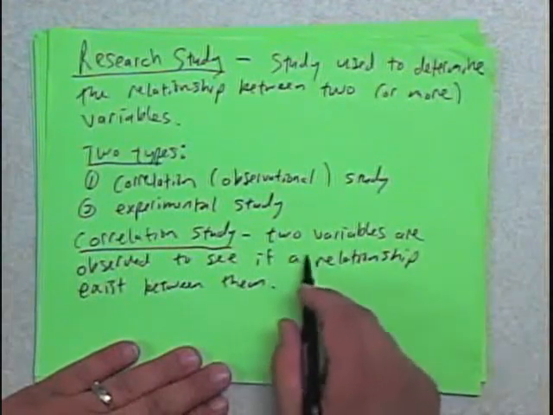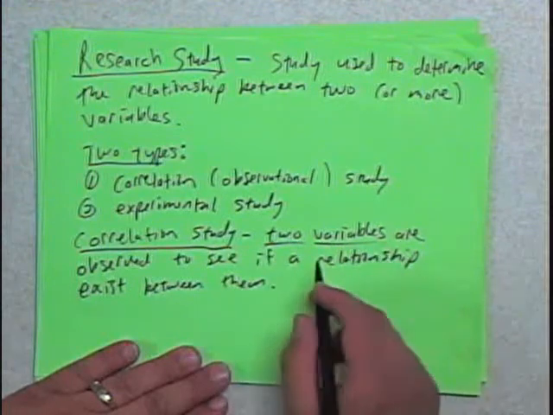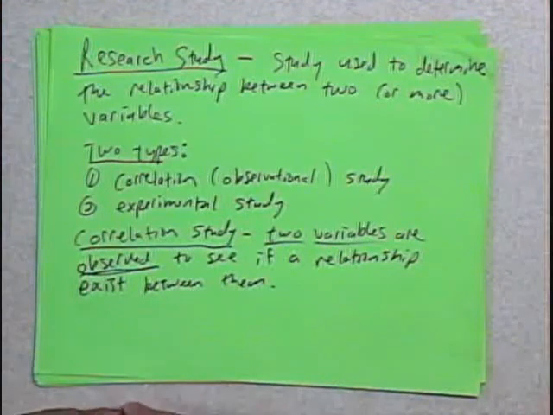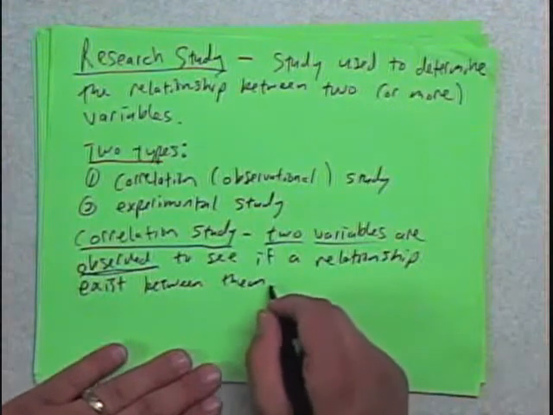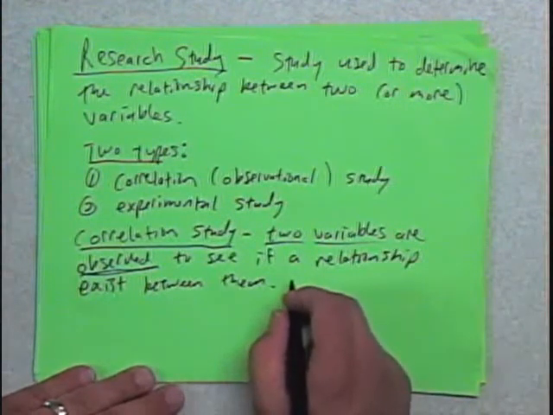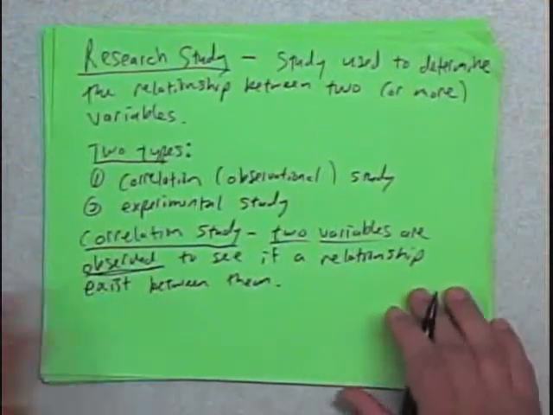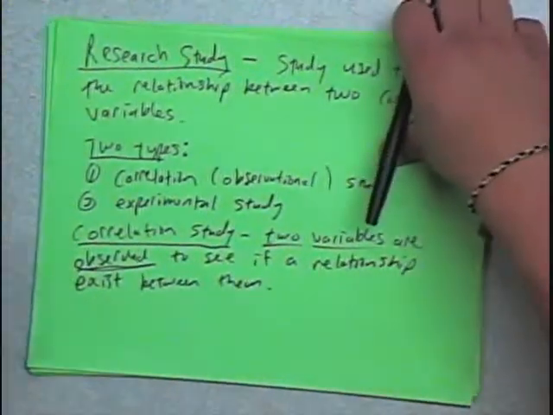Of course it could be two or more variables are observed, but for us it'll just be two variables. And the key here is that they're observed. These variables are only observed, and you're looking to see whether or not a relationship exists between them. That's why sometimes it's called an observational study. So I have an example here, and it's going to involve this overhead.